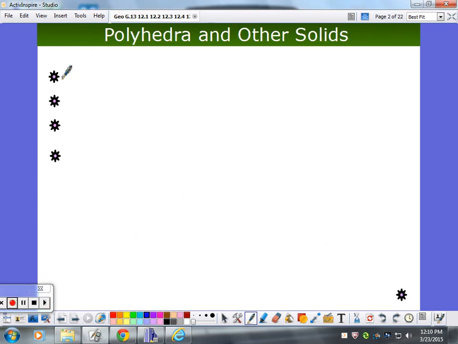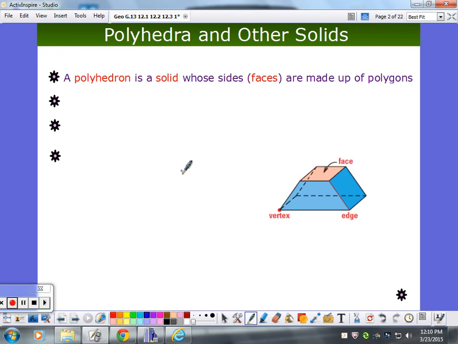These words, polyhedron, what is that? Well, remember polygon? Polygon meant many sides, and it was like a two-dimensional type of flat representation, right, polygon? A polyhedron, it's a solid, it's three-dimensional. And so each of its sides are called faces, and the faces are different polygons. So all the faces are made up of different polygons if you have a polyhedron, 3D, so length, width, and height.